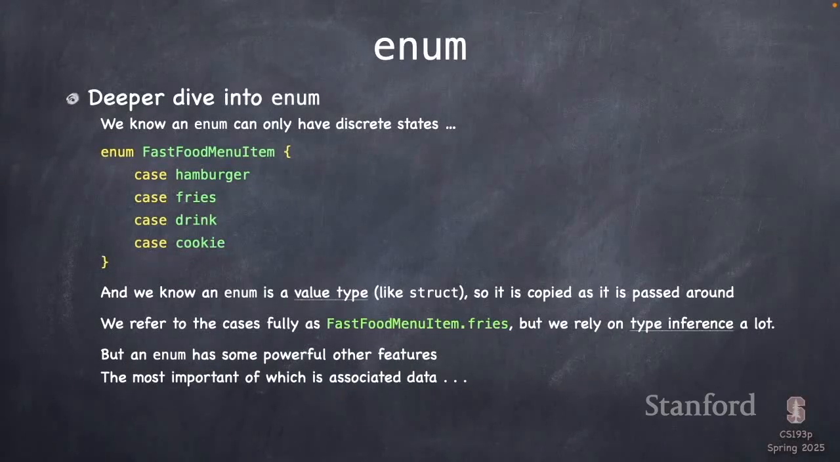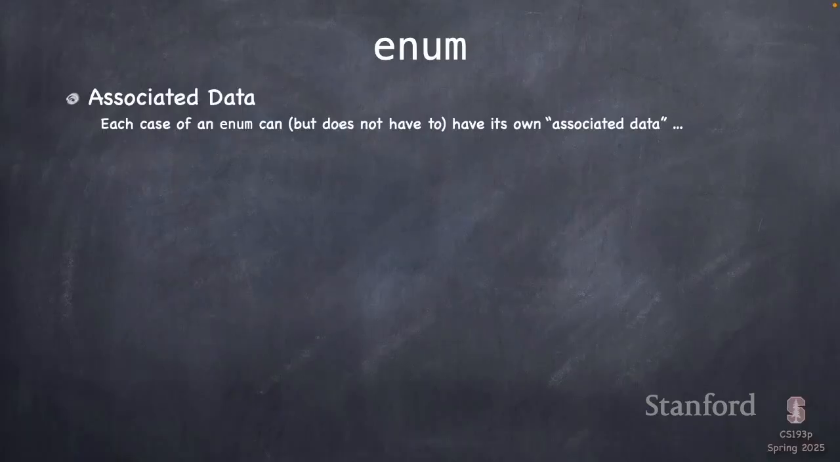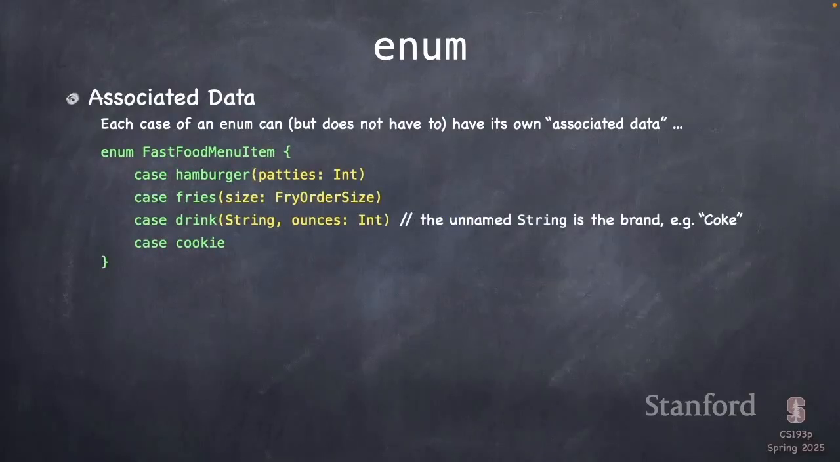So what does this mean, associated data in an enum? Well, each case in an enum is allowed to have any data that it wants to be associated with that case. So this is data that's only going to exist when that case is the discrete choice of the enum. For example, FastFoodMenuItem. The hamburger might have the number of patties. This is a double burger or a single burger. Fries, maybe it's large fries or small fries. And then drink, it has two pieces of associated data. One of them is a string like Coke or root beer, and the other one is the number of ounces, a 32-ounce drink or 16-ounce or whatever.